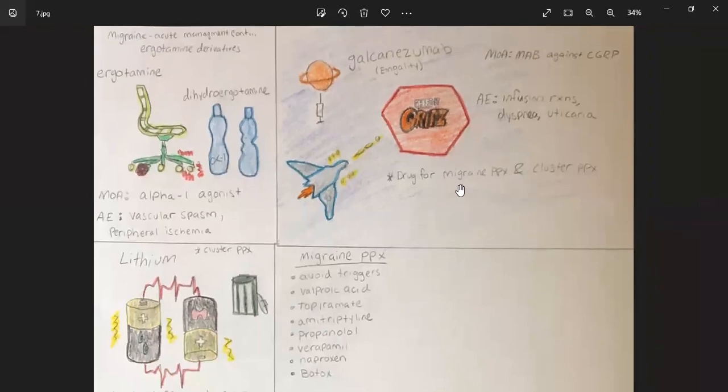Another drug for migraine prophylaxis and cluster prophylaxis is going to be galcanezumab. Galaxy. That's what I drew, like an intergalactic spaceship. They're having a war. It's a monoclonal antibody against the CGRP. So we have this galactic spaceship firing flaming balls at this Cheez-It grip thing. So MAB against CGRP. Adverse effects are infusion reactions, dyspnea, and urticaria, which are not shown.